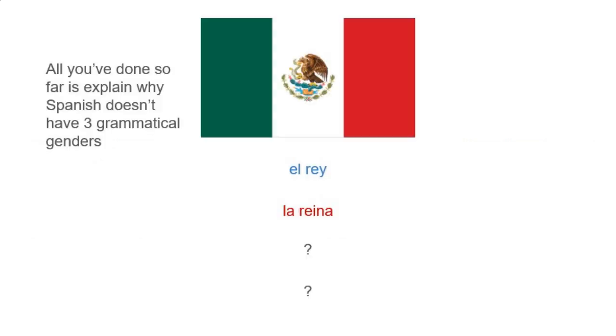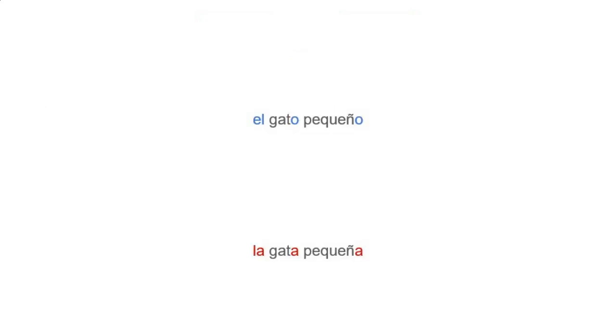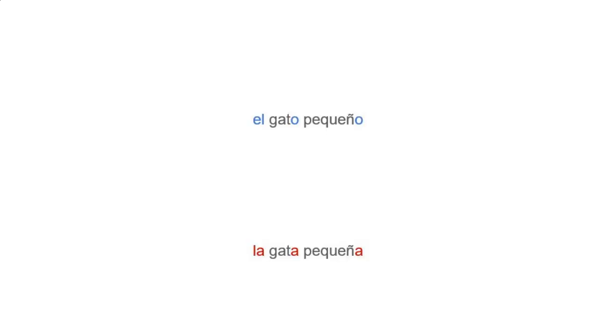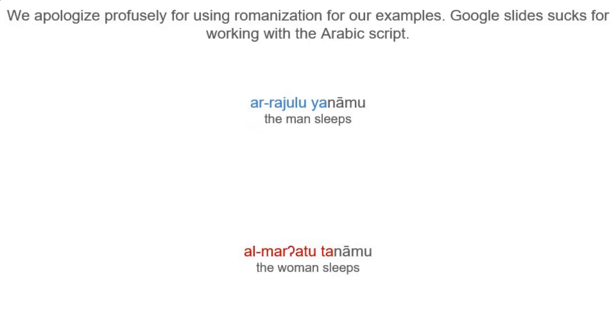So what on earth can I be talking about then? Well, while grammatical gender most often occurs through agreement of adjectives and articles to a noun, it technically refers to any time the grammar of a sentence is different based on an often arbitrary category a noun belongs to. While in the Indo-European languages, this is mostly just adjective agreement, in the Semitic languages, like Arabic, verbs need to agree in gender as well.